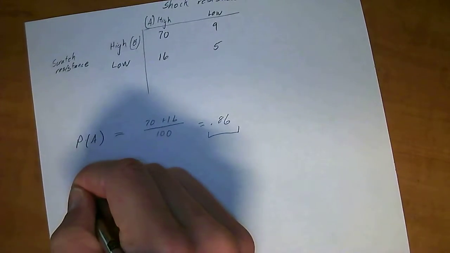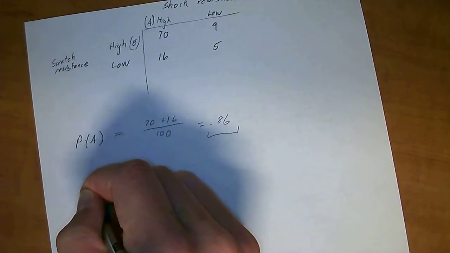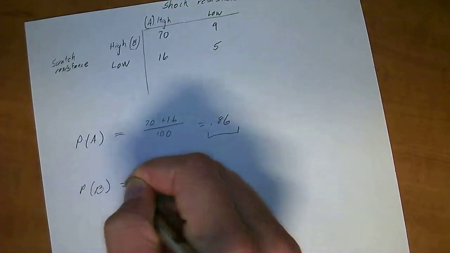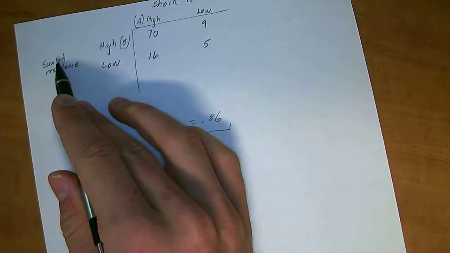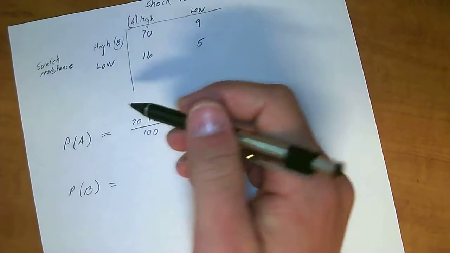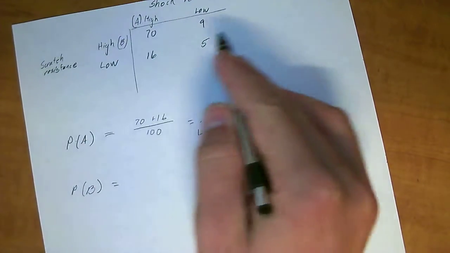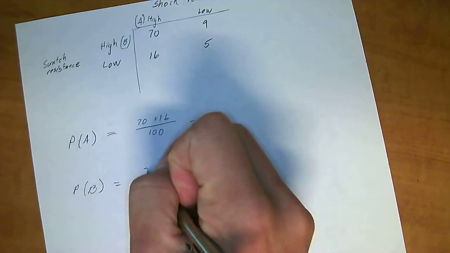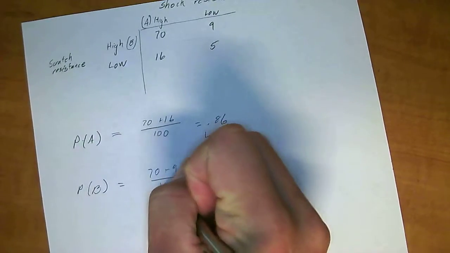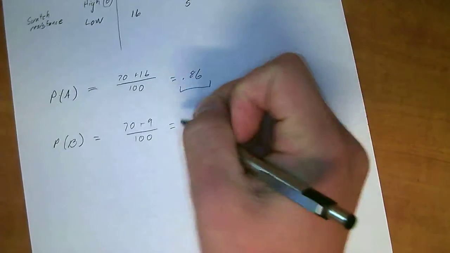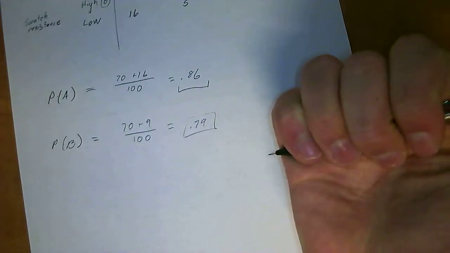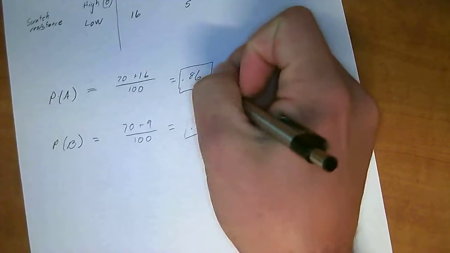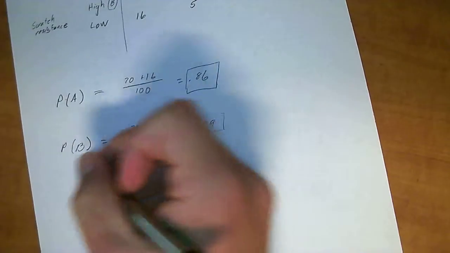Now, the probability of B, having a high scratch resistance, I'm sorry, is this entire row right here. So 70 plus 9 all over 100, which is going to equal 0.79. I'll circle these. Alright, and now one more quick easy one.